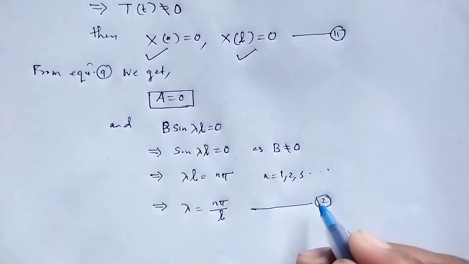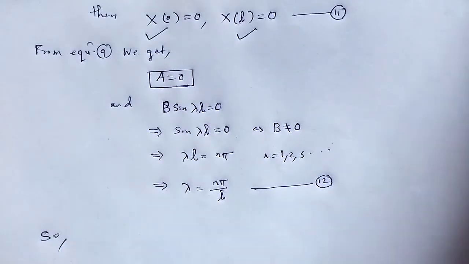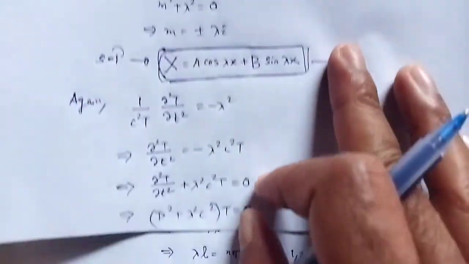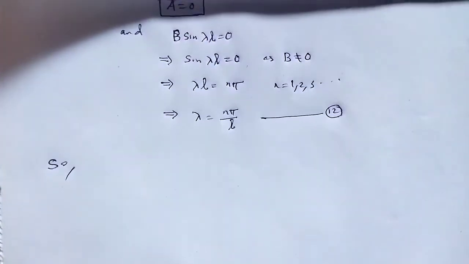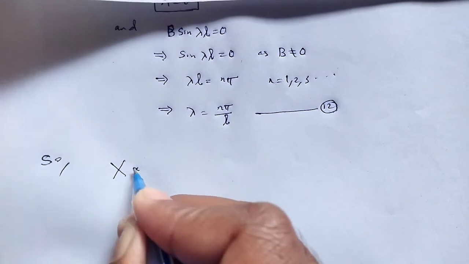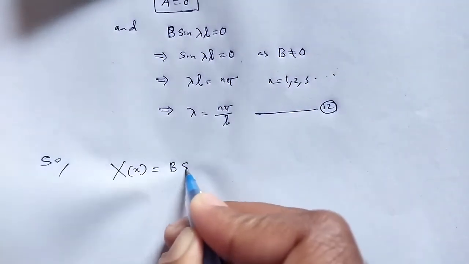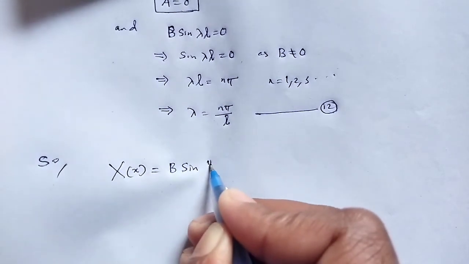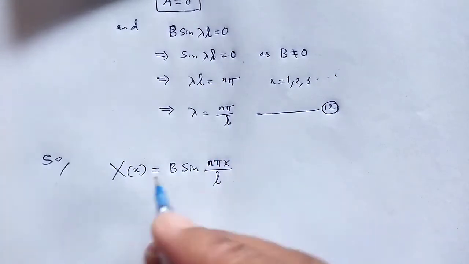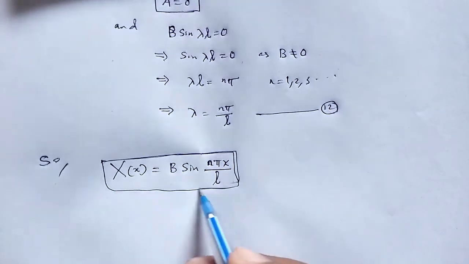Let this be equation number 12. So the value of x will be how much? Therefore the value of x as a function of x only is equal to b sin n pi x by L. Just note it.